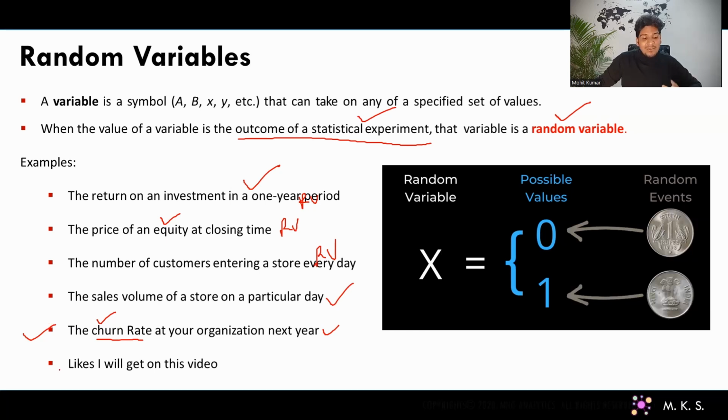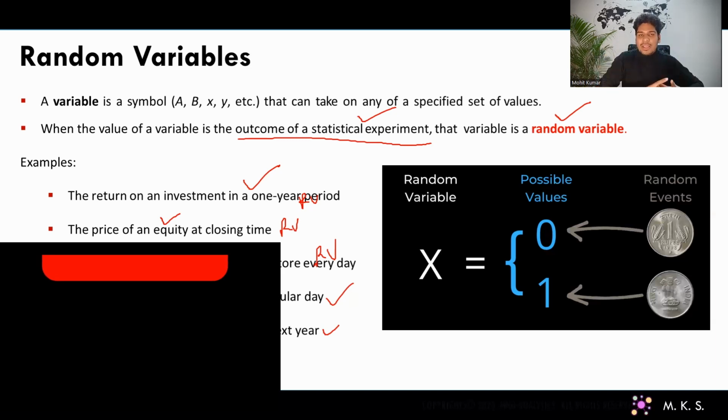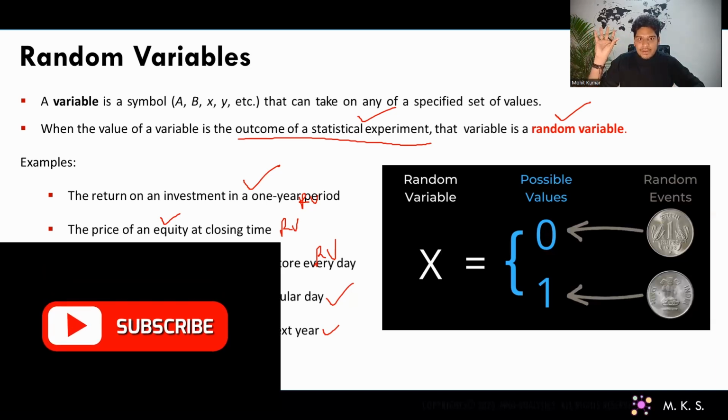How many likes I will get on this particular video, that's also a statistical experiment, and it's a random variable, right? The number can vary between 1 to any number up to a crore, or even more than that, but it's a random variable, right? So now I hope you understood that when the outcome of your experiment is not fixed, that particular outcome, when you are storing it in a variable, we call it a random variable, right? I hope this is clear.